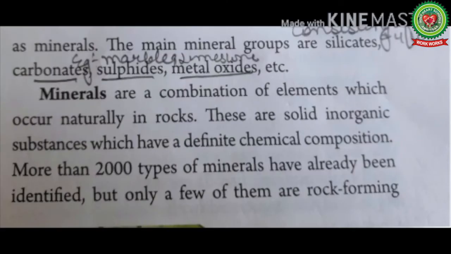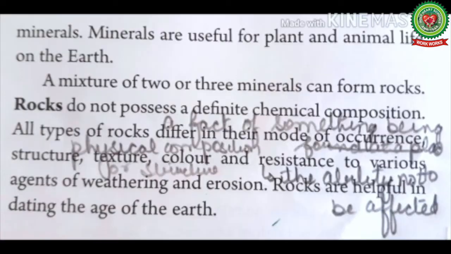Minerals are the combination of elements which occur naturally in the rock. They are solid inorganic substances which have definite chemical composition. It means the amount of atoms present in these minerals is fixed. More than 2000 types of minerals have already been identified, but only a few of them are rock forming.